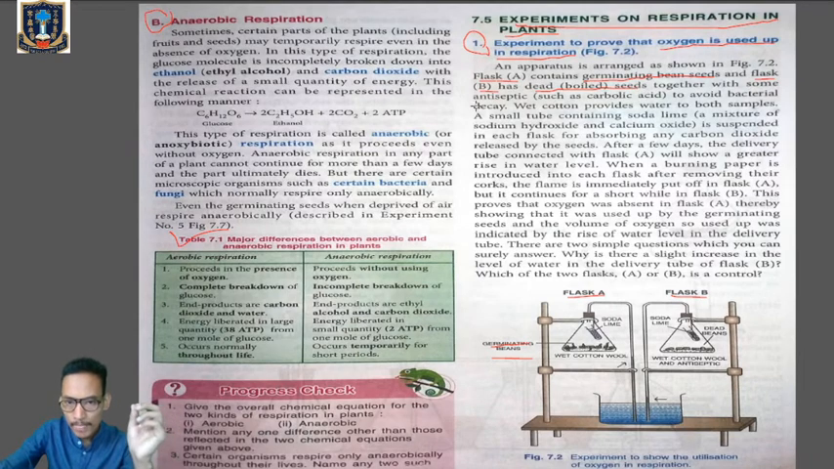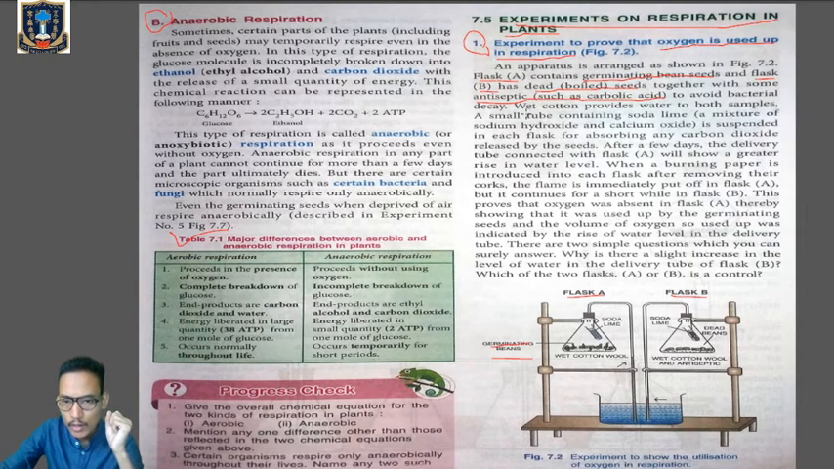Then we require an antiseptic such as carbolic acid. The requirement is to avoid the growth of bacteria. That we'll discuss when we go through the experiment. So we require an antiseptic also, such as carbolic acid. Its uses we will discuss afterwards.